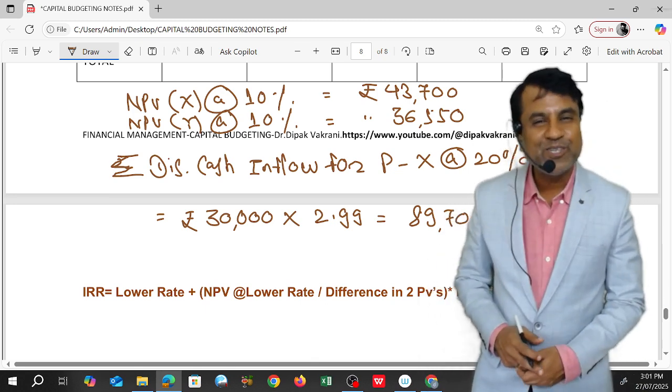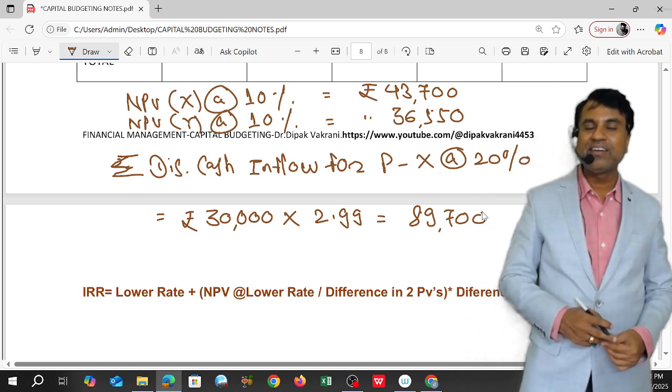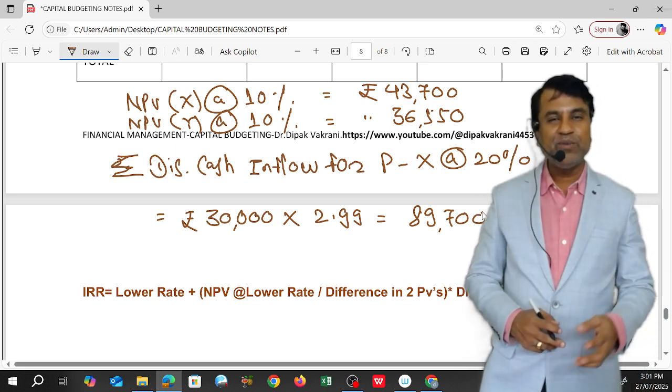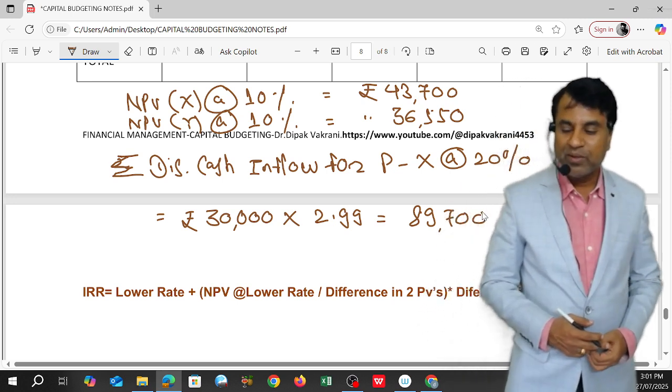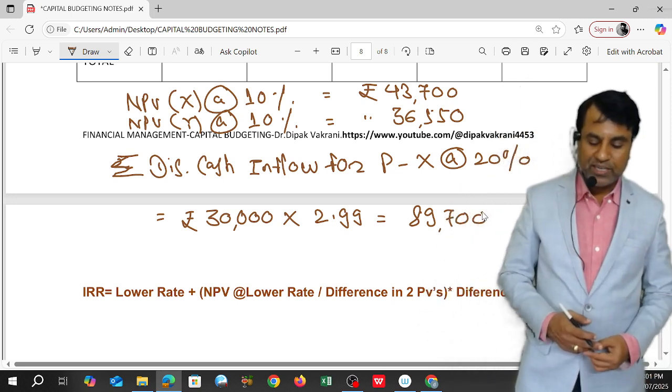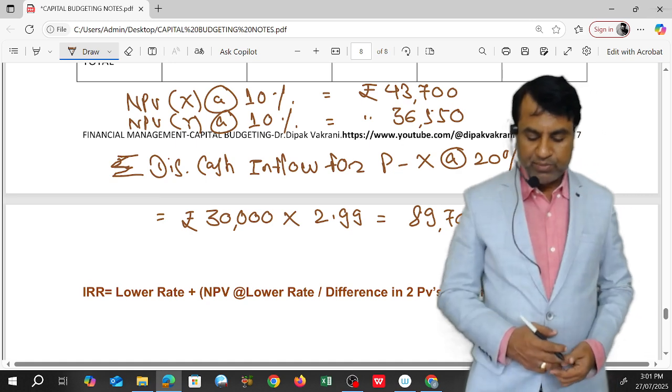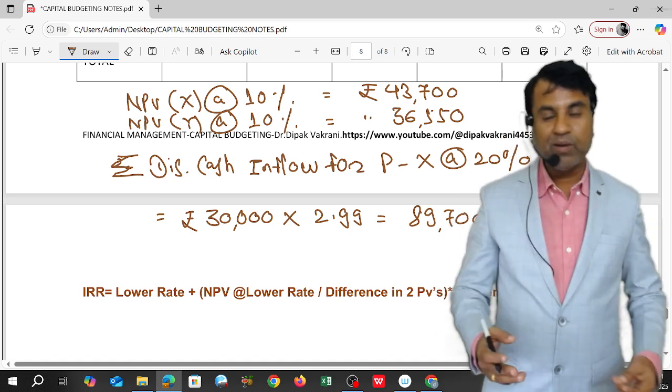Still NPV is positive, my dear. So this is the problem with IRR. You should keep on trying till you get one positive and another negative NPV. So 20% will also not help. I may go for 25%, and this is for X. Maybe for Y it is going to help, but I'm not sure.